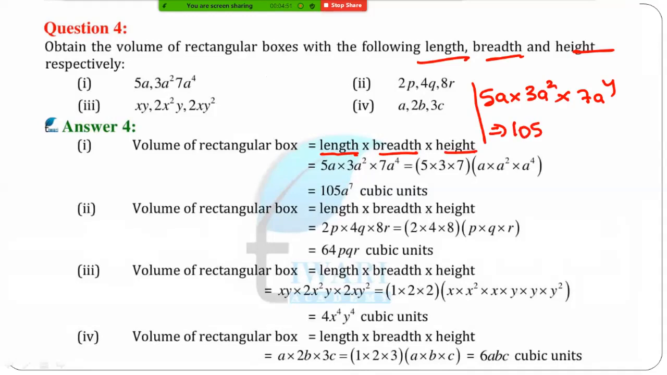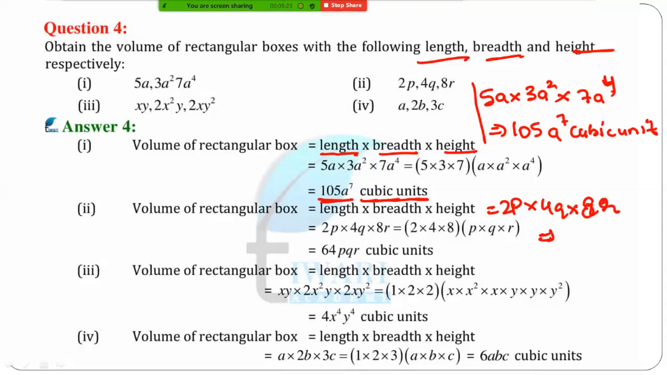So the total power of a: the power of a is 4, power of a is 2, power of a is 1. So 4, 5, 6, 7. So the total power will become 7 and this is your cubic unit. In area it is square unit, but if there are three terms, then you write cubic unit, 105 cubic unit. Second part again the same, 2p multiplied by 4q multiplied by 8r.